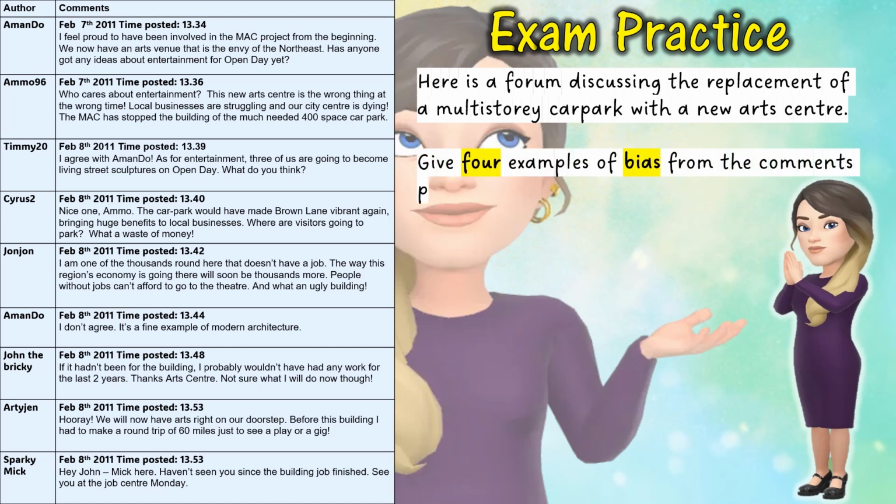Give 4 examples of bias from the comments posted on the forum. Remember, bias is a prejudiced opinion. So somebody gives an opinion based on something in their own interest. Pause the video here to have a go before I reveal the answers.